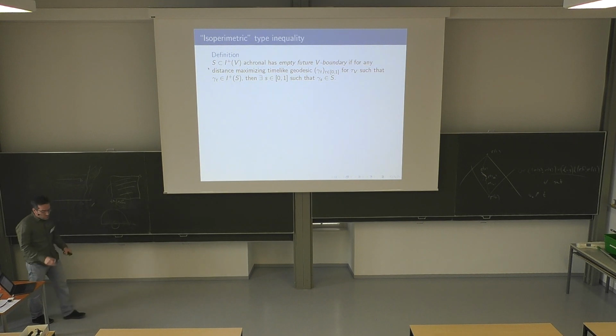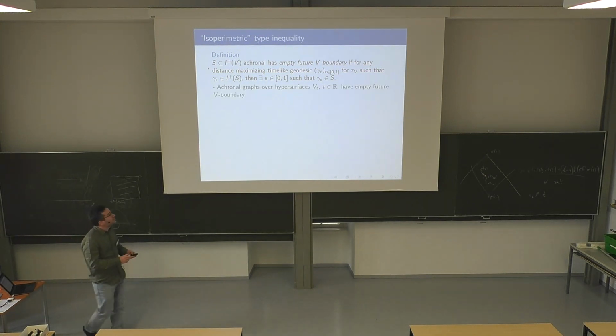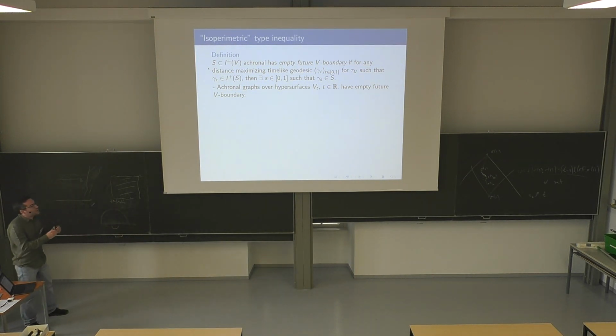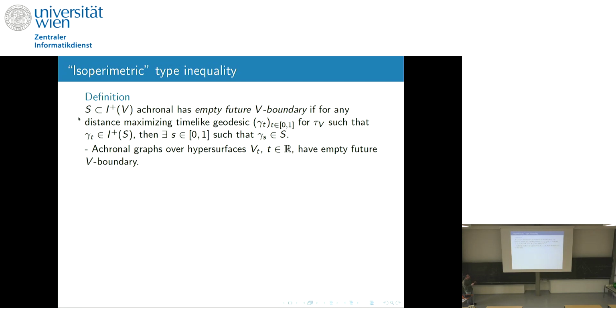because this indicates the presence of a boundary point of S with respect to V. Maybe this definition is not very clear, but let me just say that for sure, achronal graphs over the time slice V_t have this empty future V-boundary condition. So if you have an achronal graph over the time slice V_t, then it will have empty future V-boundary. Somehow what you would like is that if you have an integral line from the Cauchy hypersurface reaching the future of your achronal set S, then it has to go through S.